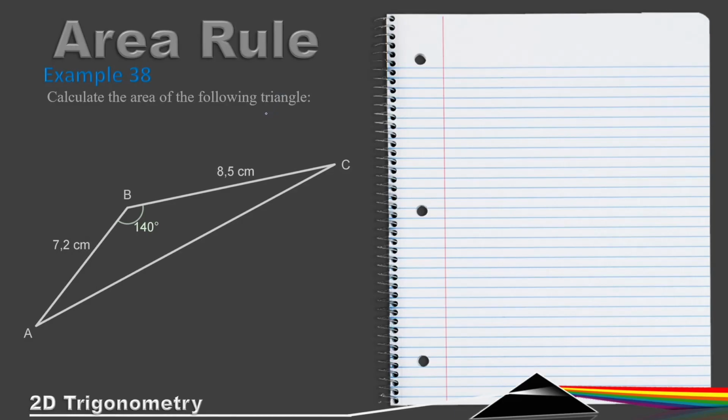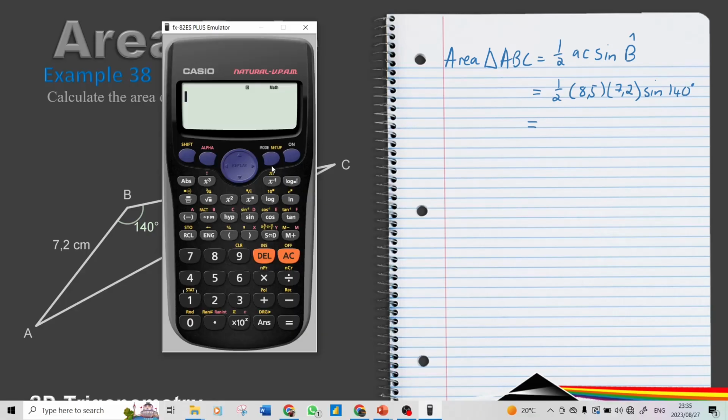Alright, then the area rule applied. It says calculate the area of the following triangle. So we have the two sides with its included angle. First of all, I'm going to start by writing the formula. Area of triangle ABC is equal to half. The sides I'm going to use are a and c, and then sine of B. Substituting it in, a is 8,5, c is 7,2, and B is 140 degrees.